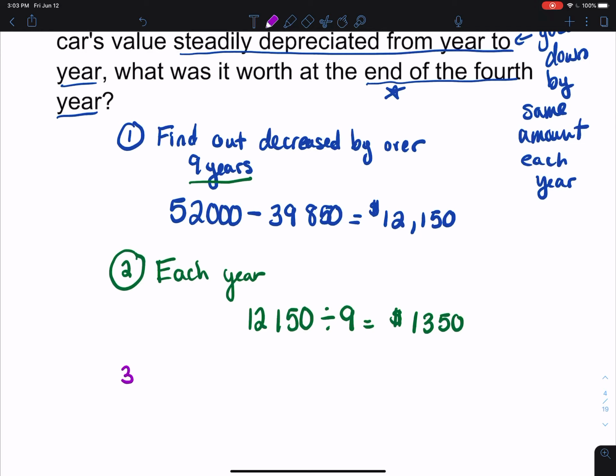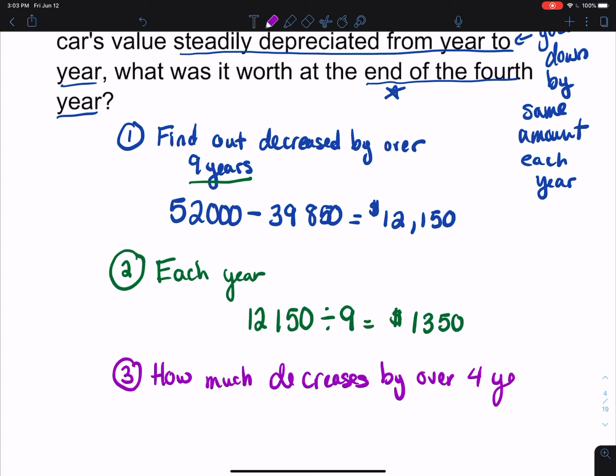So the next thing I'm going to do is figure out how much it decreases by over 4 years. So I'm going to take that $1,350 and I'm going to multiply it by 4. That tells me that it decreased by $5,400 over 4 years.